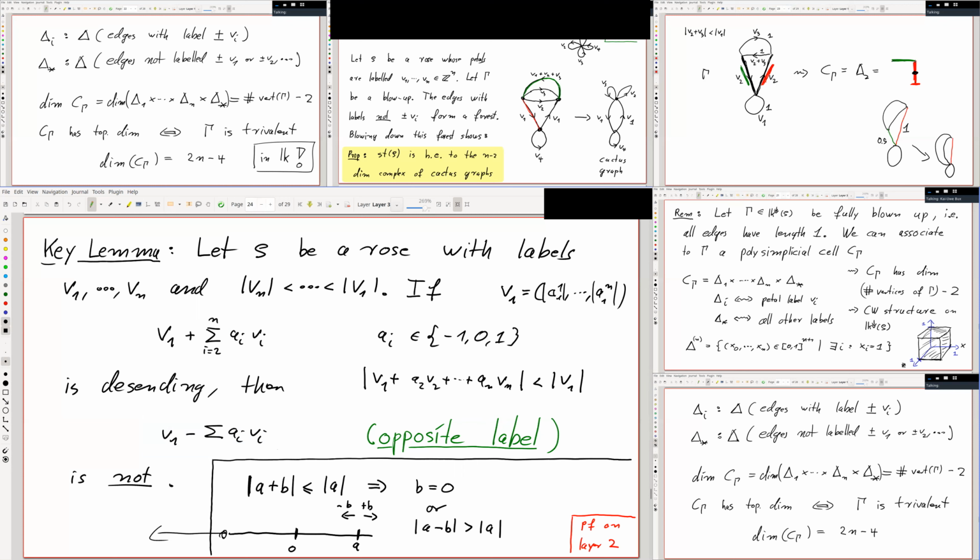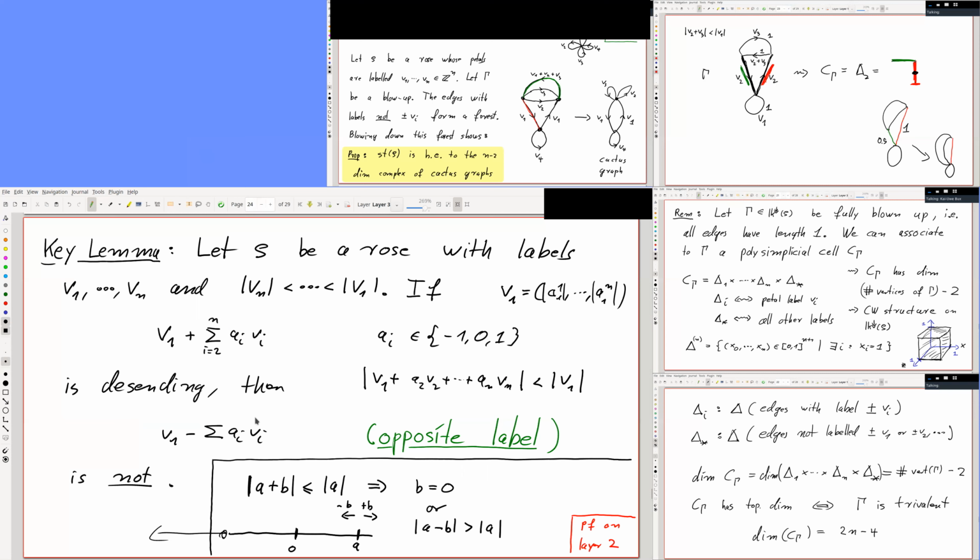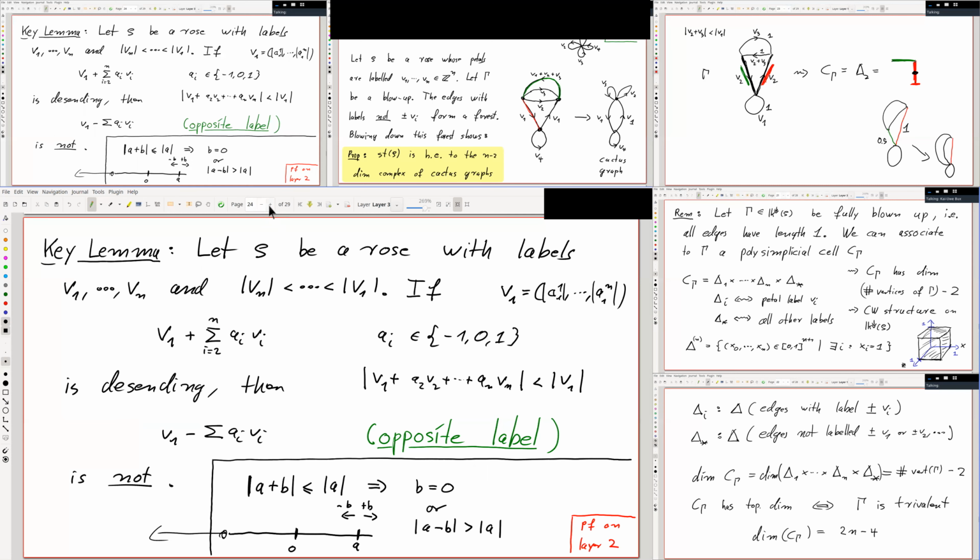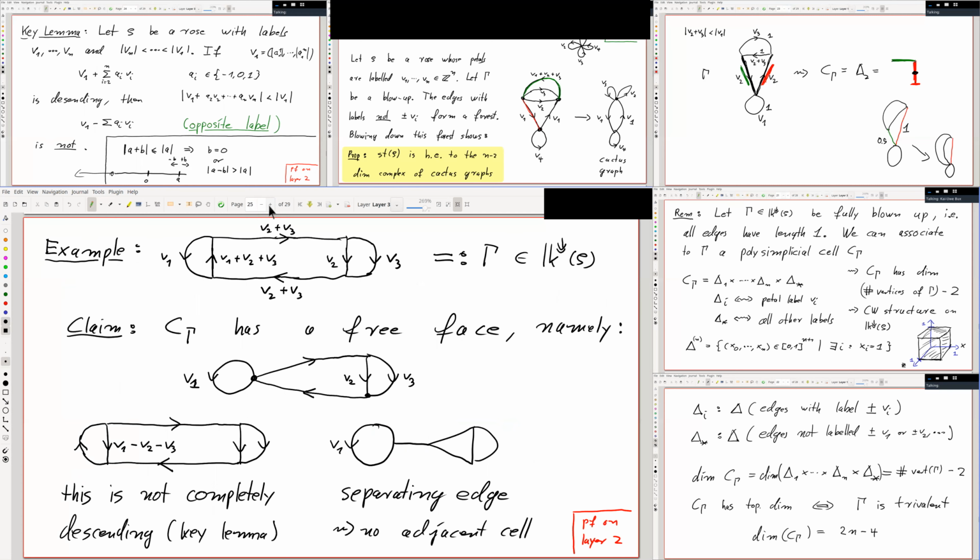That is the key observation about this Morse function as far as counting dimensions is concerned. So let's put that here. And now we can already see where free faces come from. So here's an example of a fully blown up graph, so of a trivalent graph. The gamma that comes from this graph, the C gamma, has top dimension. This indexes a top dimensional cell. And I claim that, so again, I have V1 is max, right? And I claim that this cell has a free face that I could push in.